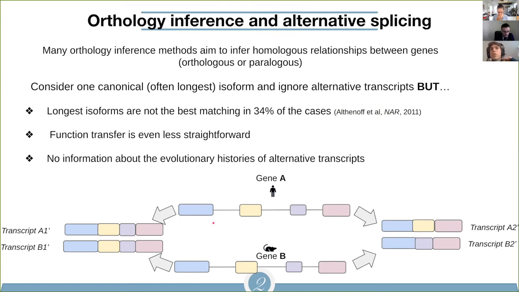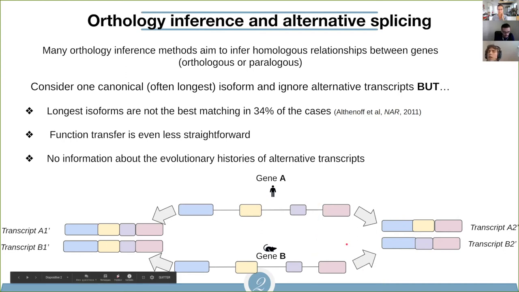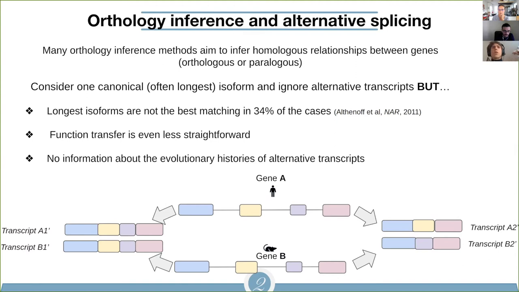First, the longest isoforms are not always the best matching. Actually, they are not in 34% of the cases, which could lead to errors in the inference. Then, when you have orthologous genes, sometimes they are used for function transfer. But if you don't take into account alternative transcripts, then you can't know, for example, that one function is associated to transcript A2 in human, and there is no homologous transcript in mouse. So if you try to transfer the function, then you're making false guesses. And if you don't take into account alternative transcripts, there is also no information about the evolutionary histories of alternative transcripts, which is problematic if you're interested in that.